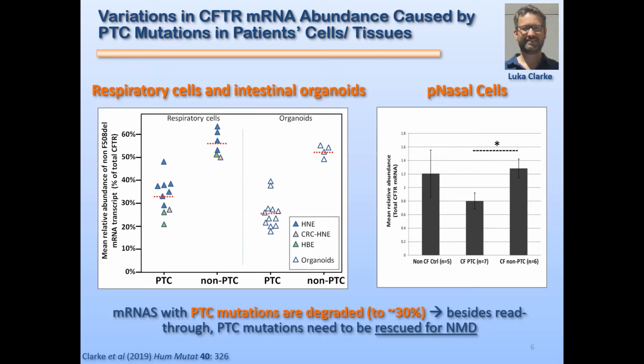And this implies that besides read-through agents that rescue the PTC mutations, these mutations need to be rescued in terms of the degradation of the messenger RNA from NMD.